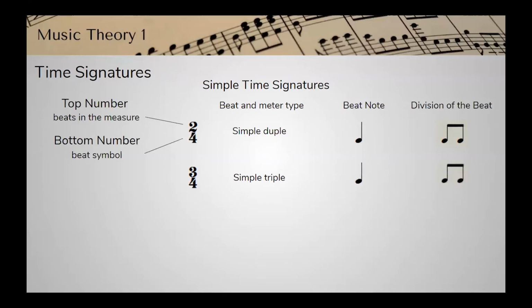and the division of the beat is still an eighth note. All right, simple quadruple, right? This could be a lot of different things. And so you can figure out some possible ones based on some given information.